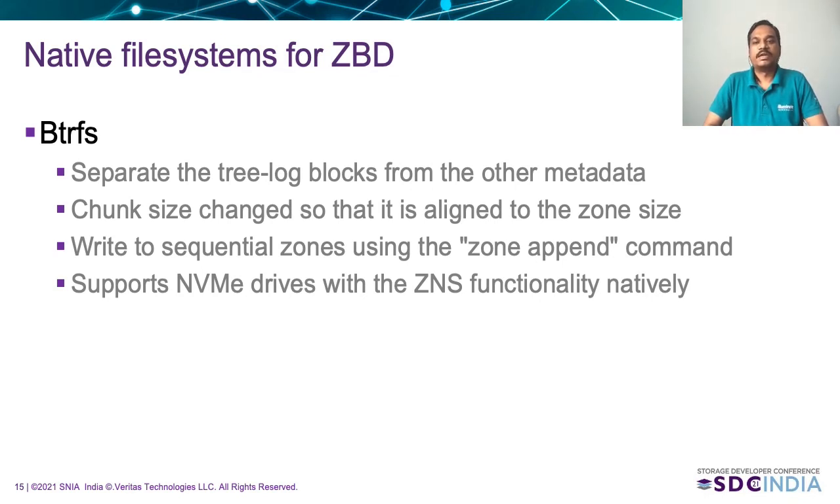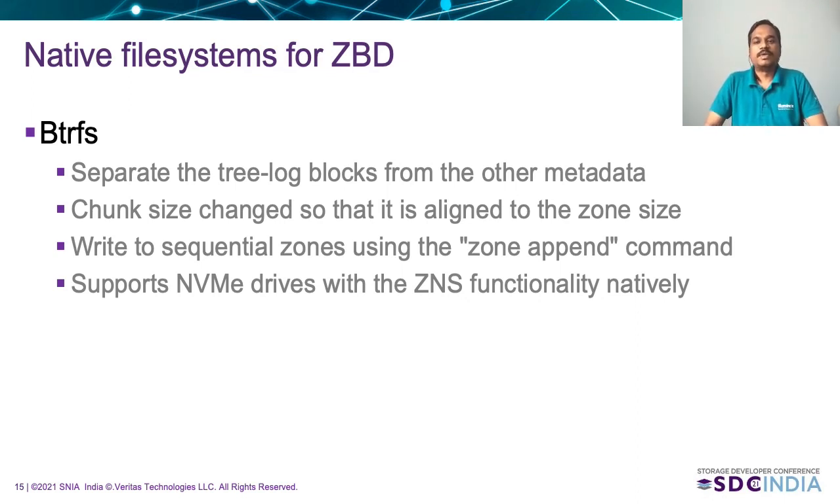Next changes are related to aligning the size to zone size and also allocating blocks from the chunk sequentially. Then there are changes to support the zone append command. In a normal write, there is no guarantee that simultaneous writes will be placed on disk in sequence due to the order of submitted IO. This results in file system errors. Zone append handles the order of the write. Then there are changes to support NVMe drives with ZNS functionality. That's all about the recent changes of Btrfs.